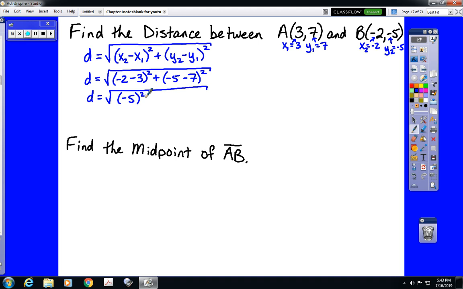-2 minus 3 is -5, and -5 minus 7 is -12. When I square -5, make sure you're putting parentheses around that in your calculator. You should get 25. When you square -12, you should get positive 144, because a negative times itself is a positive. That would be the square root of 169, or 13 units.